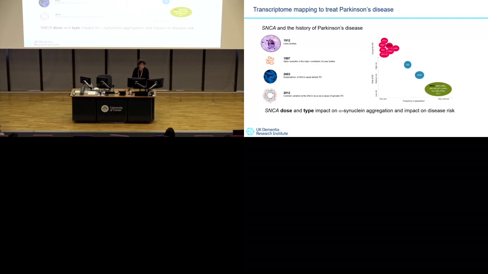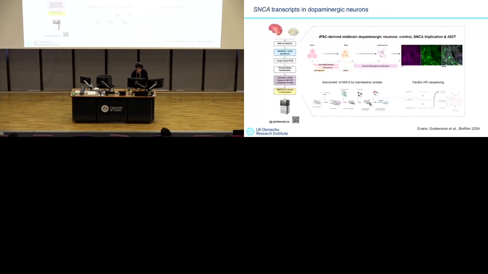So this is a particularly important gene because it not only contributes to the rare forms, but to the complex forms. And we know that both synuclein dose and type impact on alpha-synuclein aggregation and impact on disease risk. So what did we do? Well, we looked at SNCA transcripts in dopaminergic neurons.